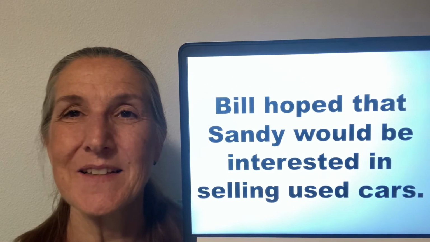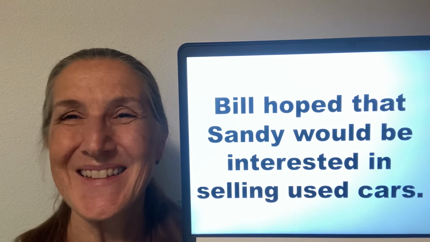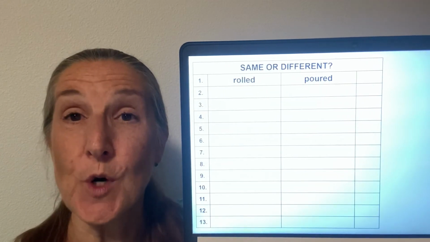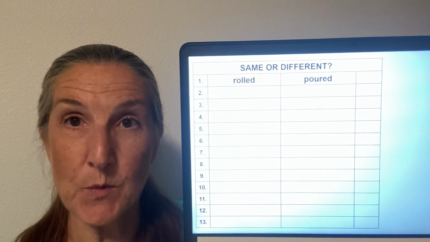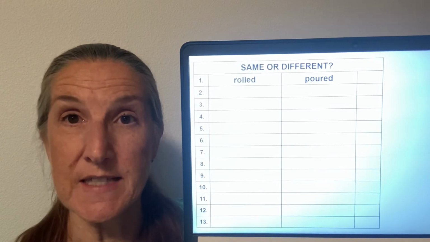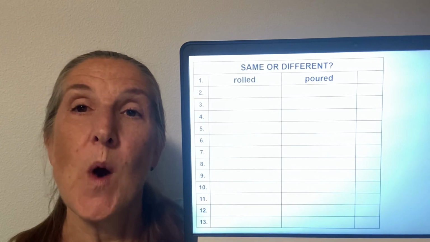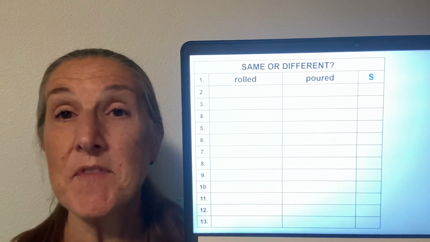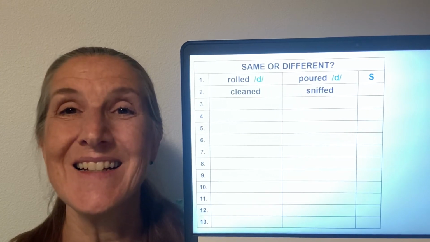Now you read the sentence. Did you hear the difference? Good. Now it's quiz time. I'm going to show you 2 words in each row, and I want you to say the words aloud and decide whether they have the same or different sound for that ED ending. So what about row 1? These have the same sound. Rolled and poured both have that D sound.